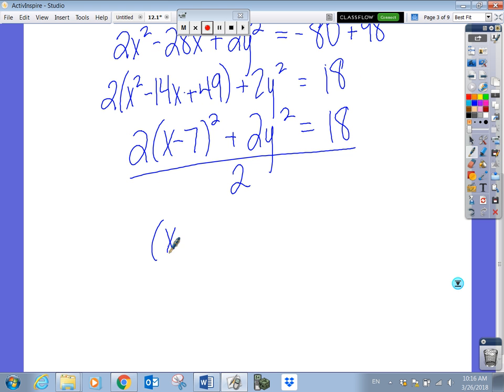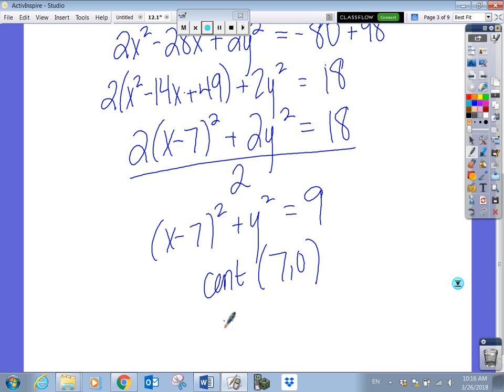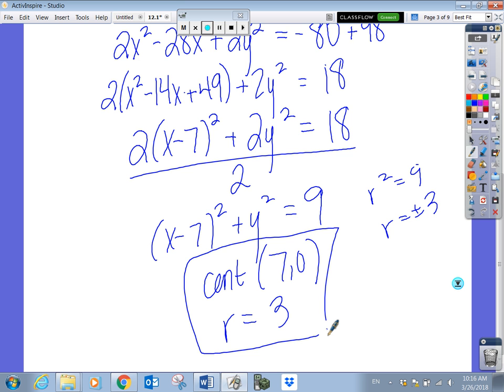And you end up with x minus 7 squared plus y squared equals 9. Now, could we find the center from up here? Yes. Could we find the radius? No. So the center is going to be 7, 0. The radius, remember this, r squared is equal to 9. So r equals plus or minus 3. The radius can't be negative, so it is just 3.